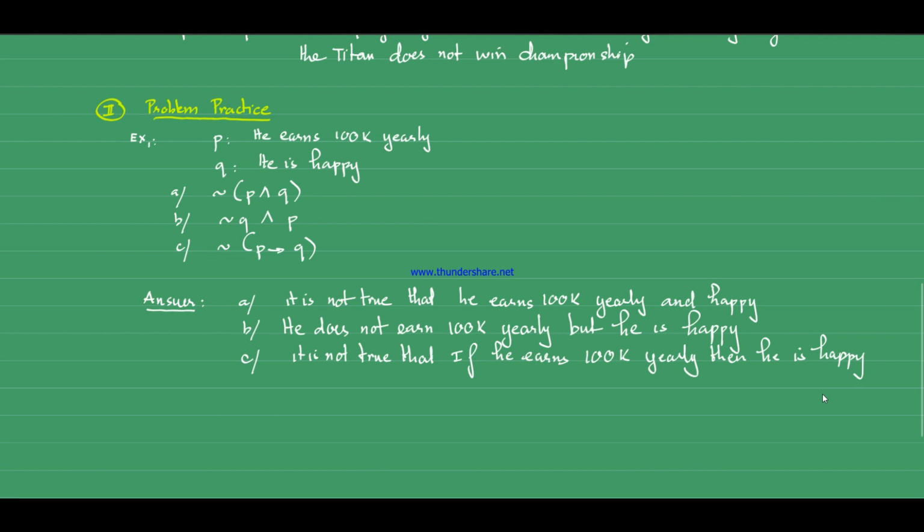Let's read the English right here and see if it makes sense. It is not true that if he earned 100,000 K, then he's happy. Oh yeah, I think it's good. I think it's logical, because it is like saying it's not true that if I earn 100,000 K, then I'm happy. Many people earn 100,000 K, but they're not happy. So that's good. This is logical. The English part is good.